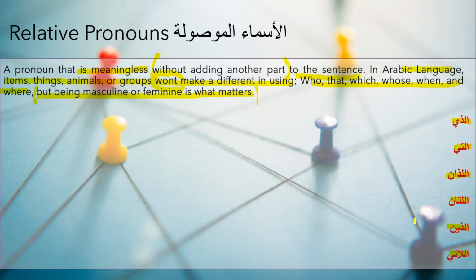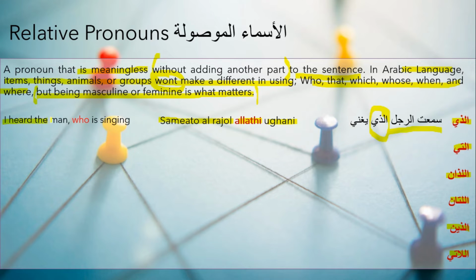الذي, التي, اللذان, اللتان, الذين, اللاتي. سمعت الرجل الذي. So this is for singular. I'm talking about someone I have heard who is singing. So سمعت الرجل الذي يغني. I hear the man who is singing. سمعت, I heard. سمعت الرجل الذي يغني. سمعت الفتاة التي تغني. As you can see here, يغني is for the male, masculine, and ta is for the female, feminine. This is what makes the difference in the Arabic language.